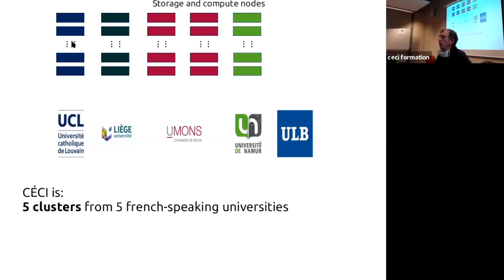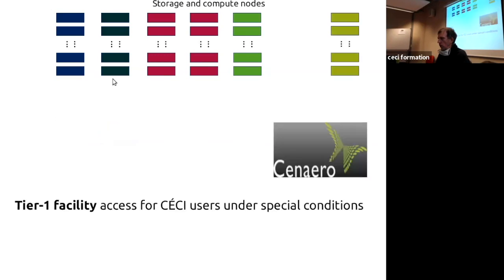We have in the CÉCI five clusters from five French-speaking universities. They are a stack of storage and compute nodes. So some computers here are used to store your data, to save your data, or to compute your code. And there is also a tier 1 facility, or tier 1 cluster, which is bigger, that can be used by CÉCI users under special conditions.